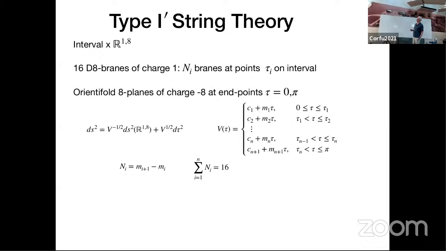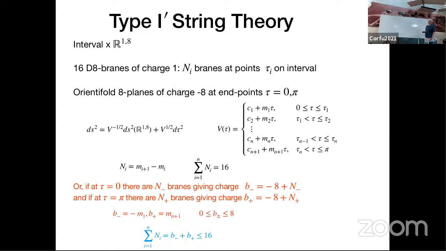So for the type I prime string theory, we'd have 16 D8 branes of charge 1 and orientifold planes of charge minus 8 at the endpoints of the line interval, where tau is 0 and pi. And so you have these 16 D8 branes introduced, and the total charge is 16. Or we could move some of the D8 branes on top of one orientifold plane, and the rest on top of the other. So we get two charges at either end, which are less than 8, but still the whole thing has to add up to charge cancellation.